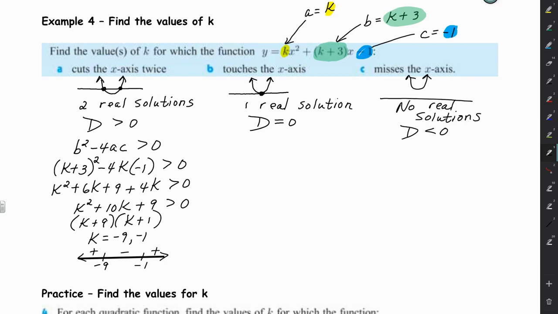And for this quadratic inequality, we want to know where it's greater than 0. So it's greater than 0 at k is less than -9, or where k is greater than -1.